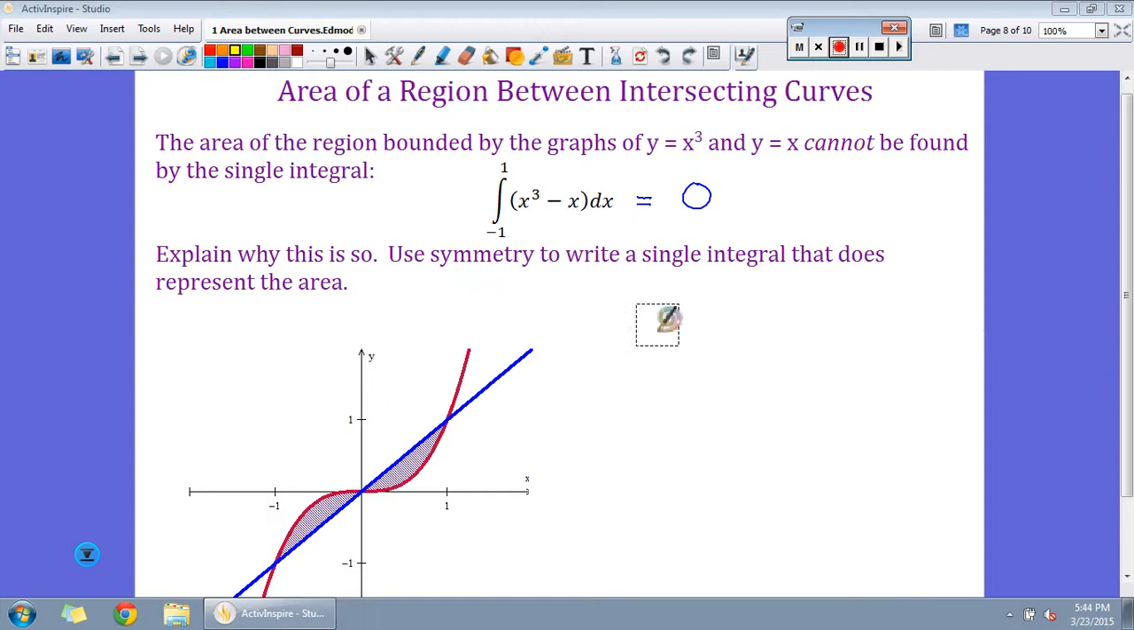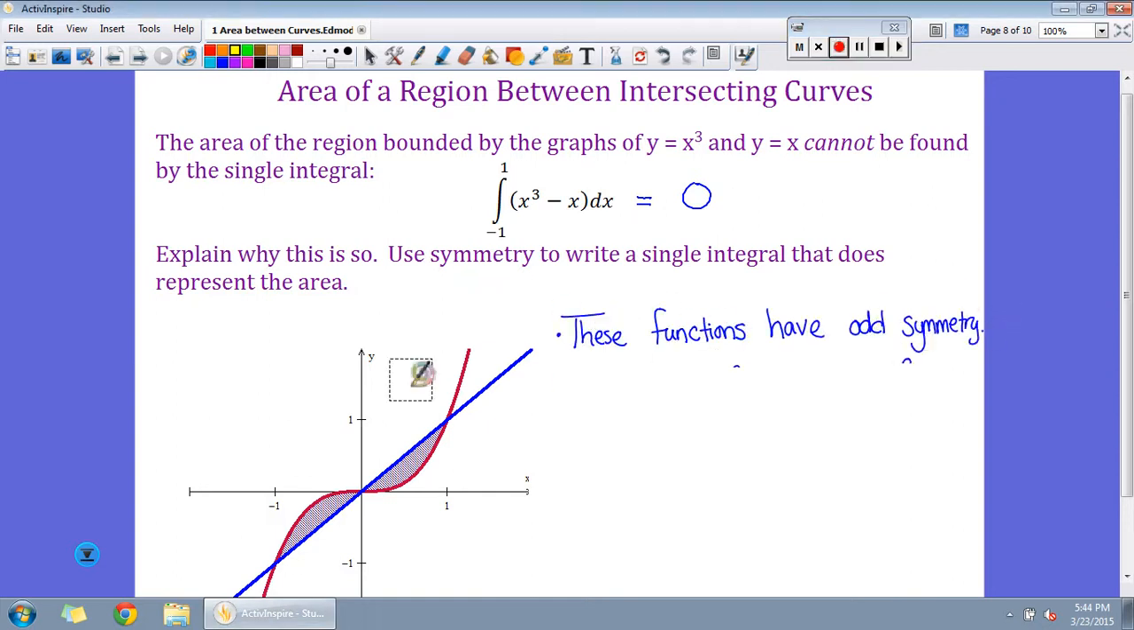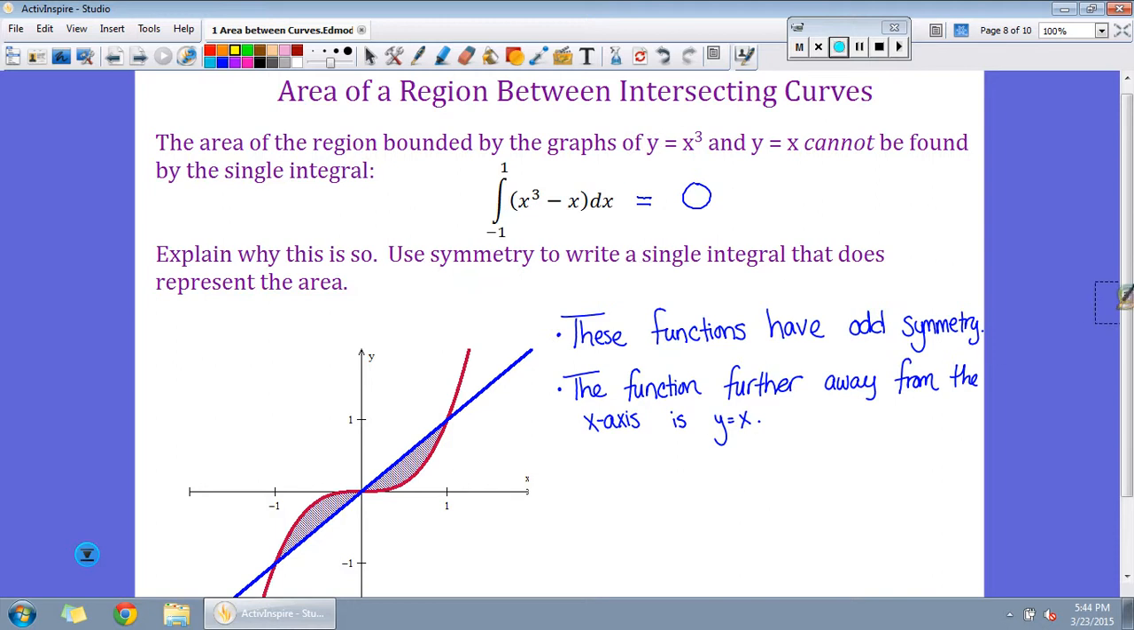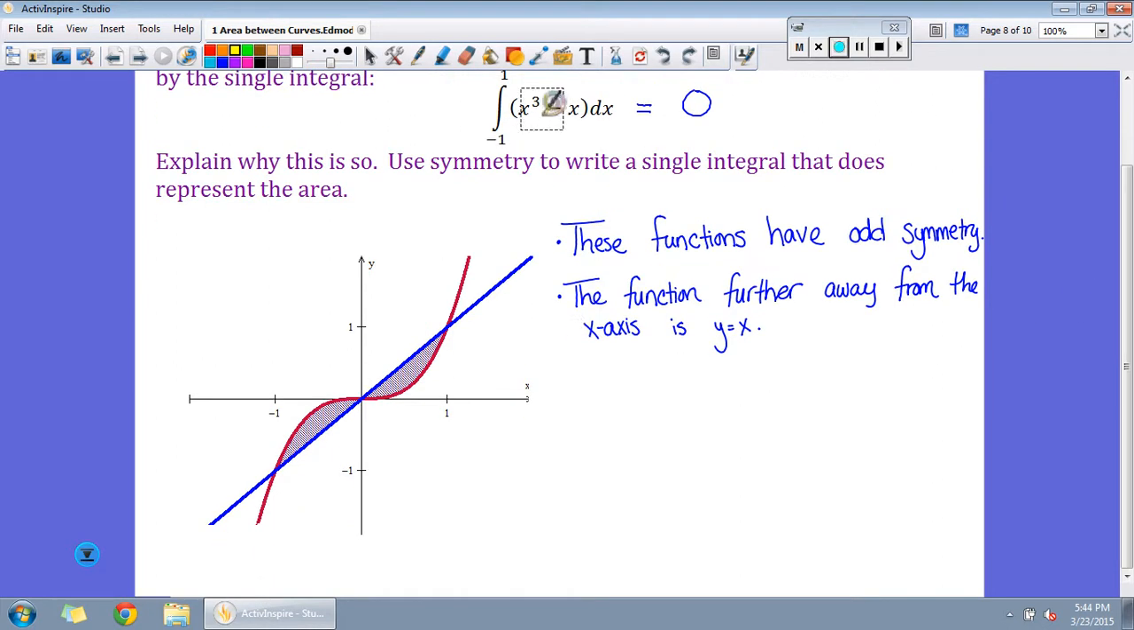There's two big reasons for this. The first reason is that both of these functions are odd functions. So when you do the integral from the same number, negative, to the positive of the same number, the area is going to equal 0. On top of that, the function further away from the x-axis is y equals x. So when you integrate, you should really have x first.